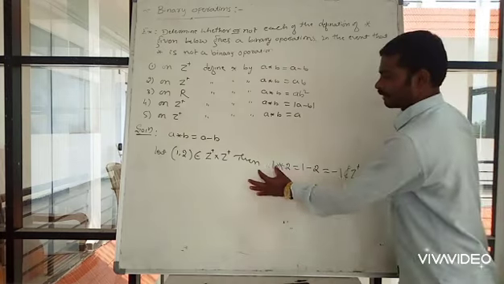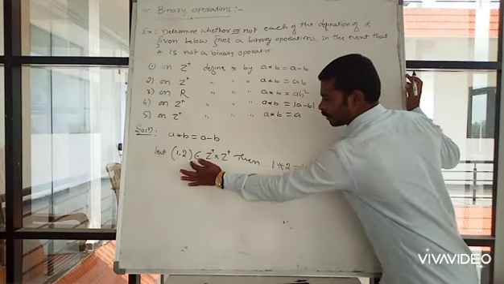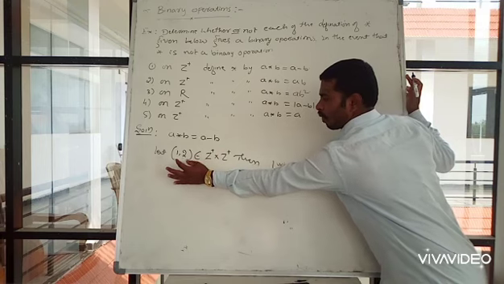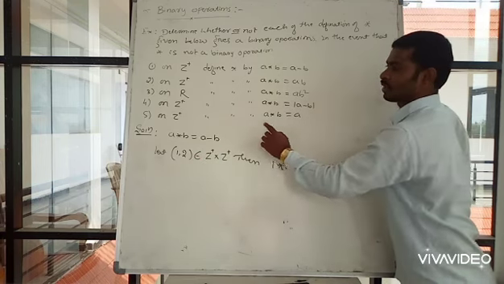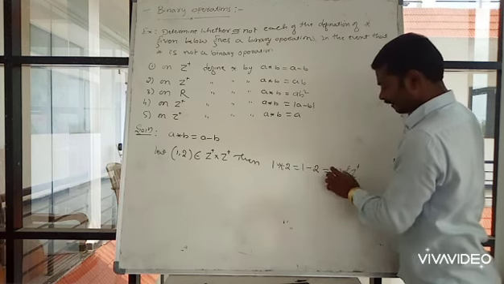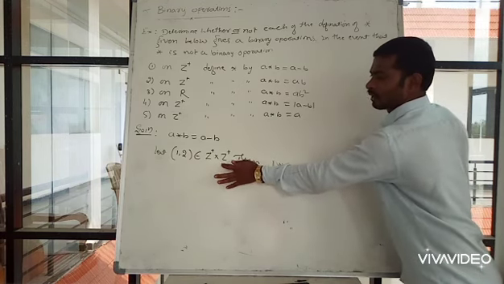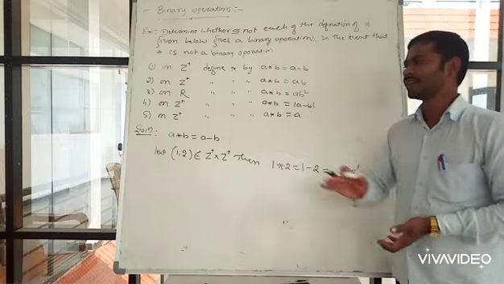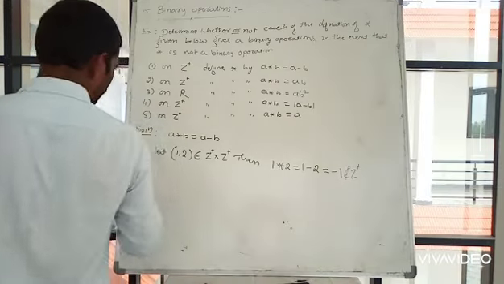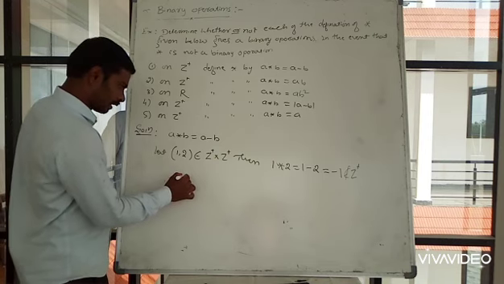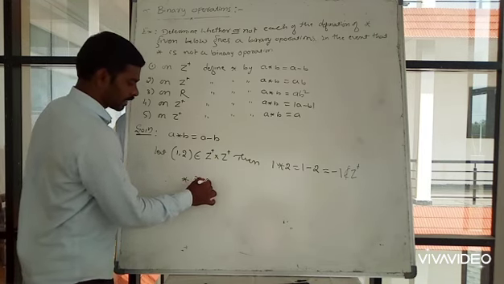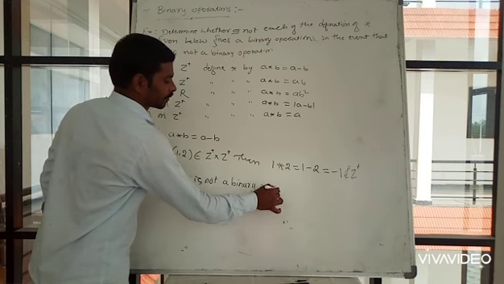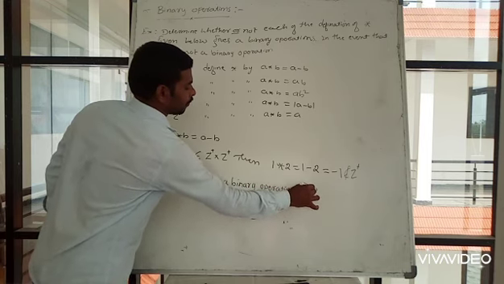So at the ordered pair 1 comma 2 in Z plus cross Z plus, the result of 1 star 2 is minus 1, which is not an element of Z plus. So at this point 1 comma 2, star is not defined. Therefore, star is not a binary operation on the set of all positive integers, Z plus.